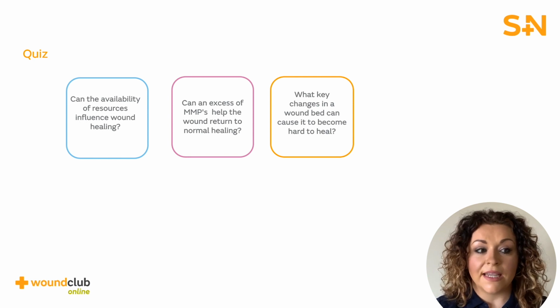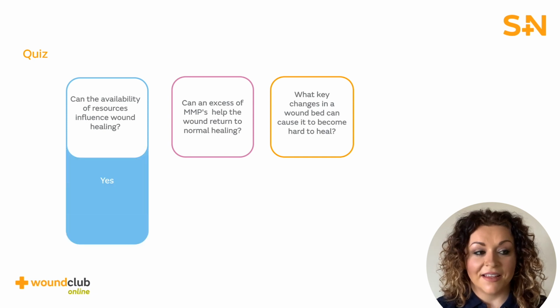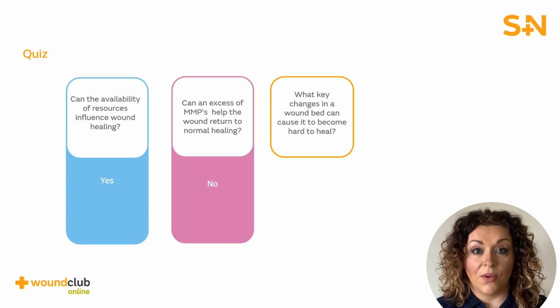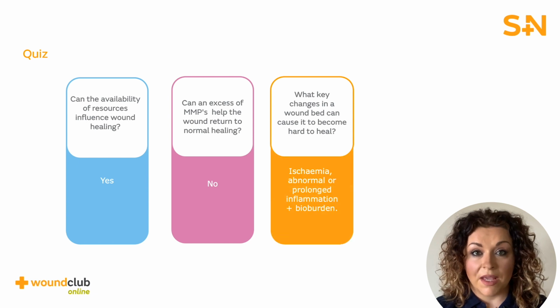Can the availability of resources influence wound healing? Yes. Can an excess of MMPs help the return to normal wound healing? No. What key changes in a wound bed can cause it to become hard to heal? Ischemia, abnormal or prolonged inflammation, and bioburden.